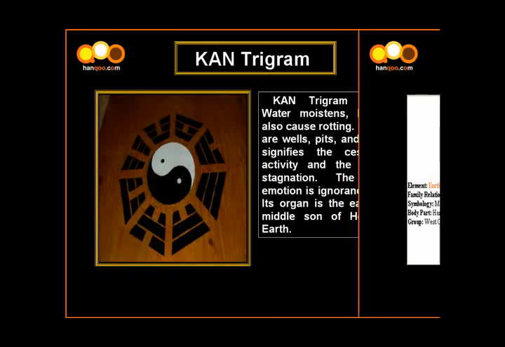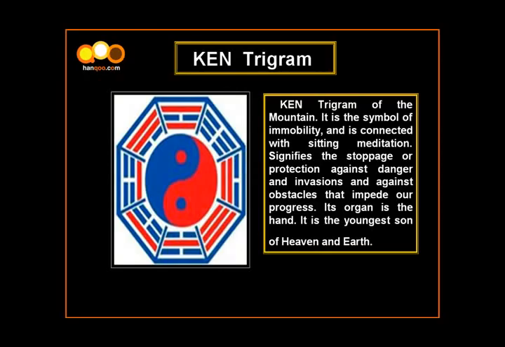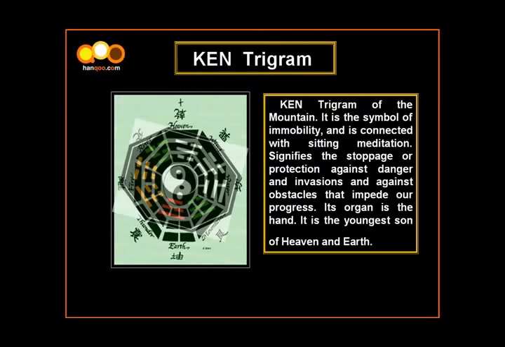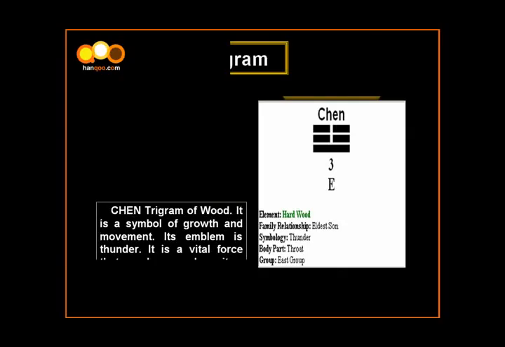Gen trigram of the mountain. It is the symbol of immobility, and it is connected with sitting meditation. Signifies the stoppage or protection against danger and invasions, and against the obstacles that impede our progress. Its organ is the hand. It is the youngest son of heaven and earth.